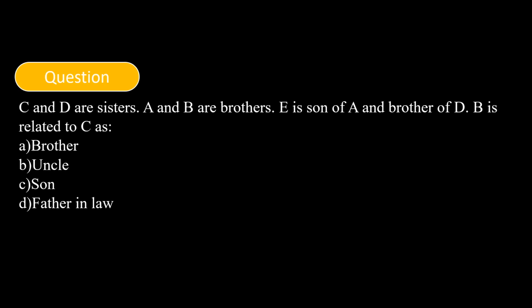Okay, here we'll see the first question. C and D are sisters. A and B are brothers. E is the son of A and brother of D. B is related to C as. It is said that C and D are sisters.